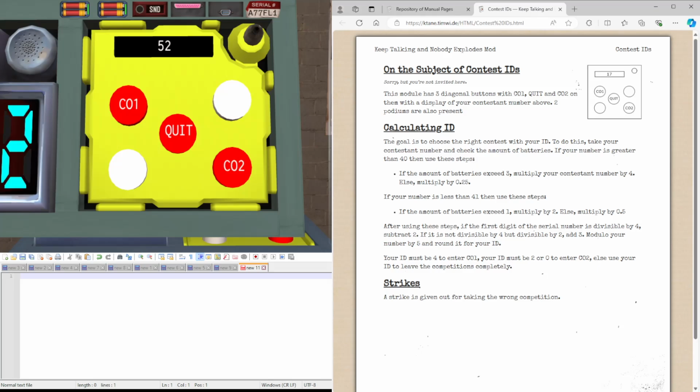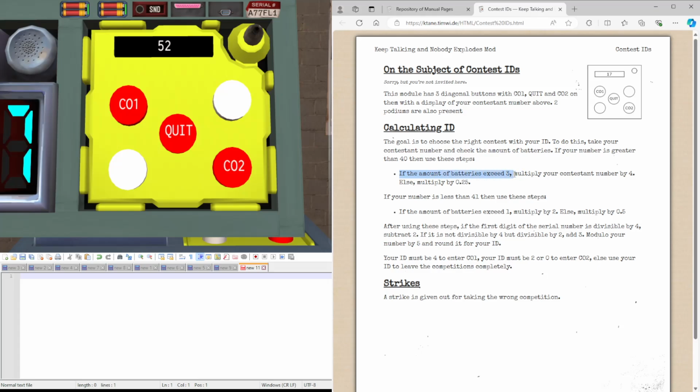So, we're first going to look at our contestant ID, or contestant number, is what it's called here. And we're going to check the amount of batteries. And we're either going to apply the greater than 40 or less than 41 rules. We don't apply both. So, in this case, 52 is greater than 40, so we're going to follow this rule.